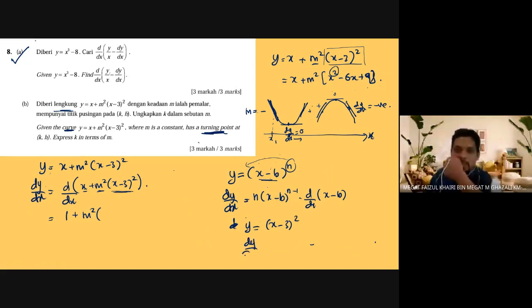So then dy/dx equals, bring n to the front, you get 2 here, 2(x − 3), and power of n − 1, which is 2 − 1 = 1. And then the derivative of x − 3: differentiate x equals 1, differentiate −3 equals 0. So we got 0, 1 here. So finally, this is 2 times (x − 3).